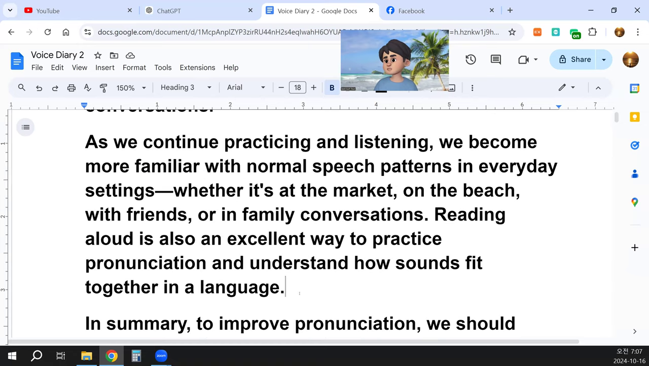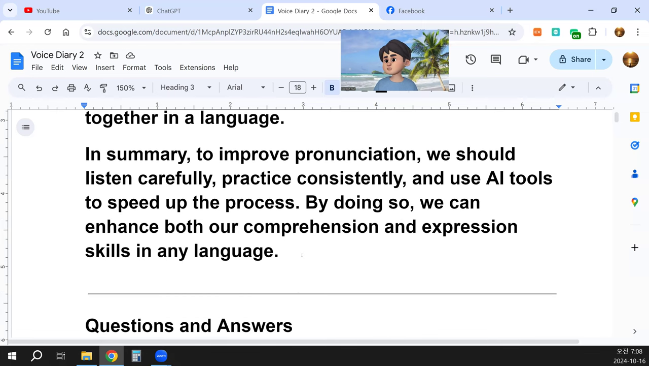As we continue practicing and listening, we become more familiar with normal speech patterns in everyday settings, whether it's at the market, on the beach, with a friend, or in family conversation. Reading aloud is also an excellent way to practice pronunciation and understand how sounds fit together in a language. In summary, to improve pronunciation, we should listen carefully, practice constantly, and use AI tools to speed up the process. By doing so, we can enhance both our comprehension and expression skills in any language.